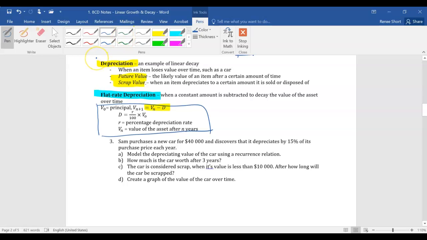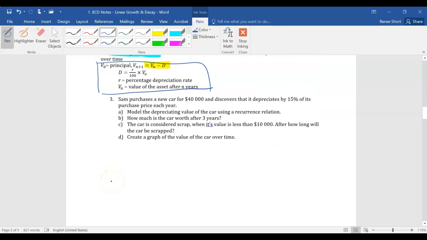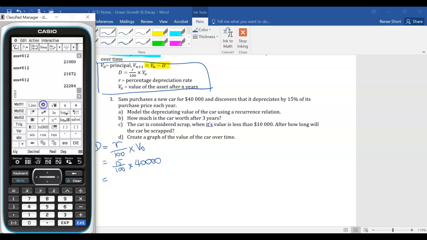So here we've got a question. It says that Sam purchases a new car for $40,000 and discovers that it depreciates by 15% of its purchase price each year. Model the depreciating value of the car with a recurrence relation. So once again, to get us started here, we need to find the size of D. So R over 100 times V0, in this case, 15% of $40,000. So calculator here, 15 over 100 times 40,000, and that is $6,000.